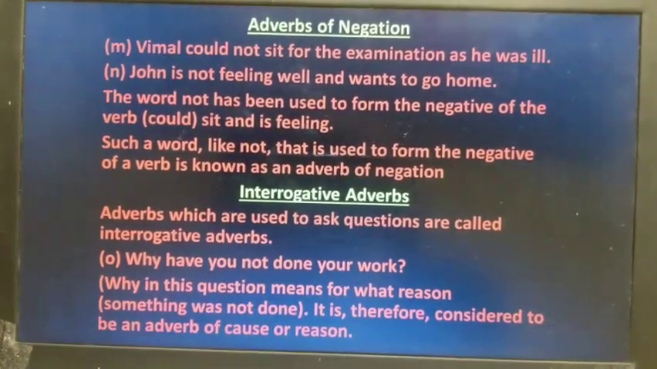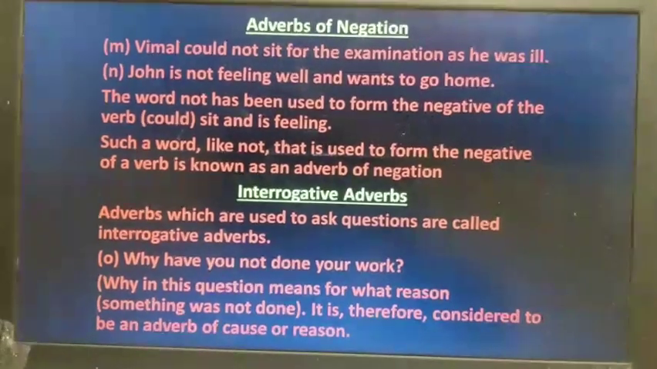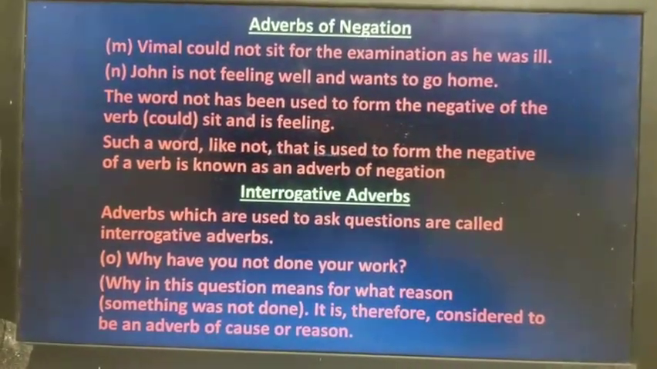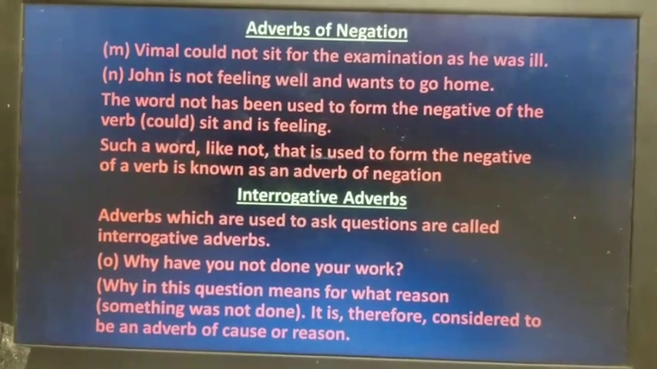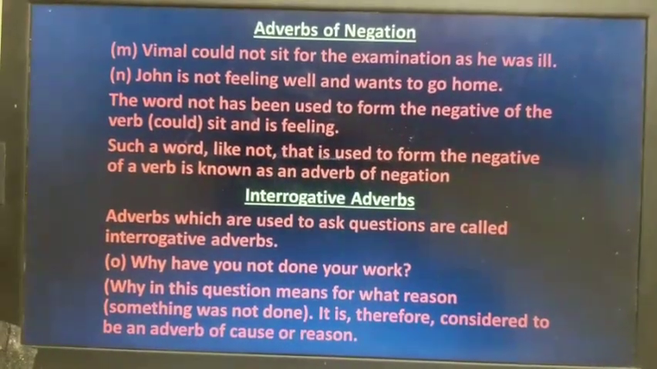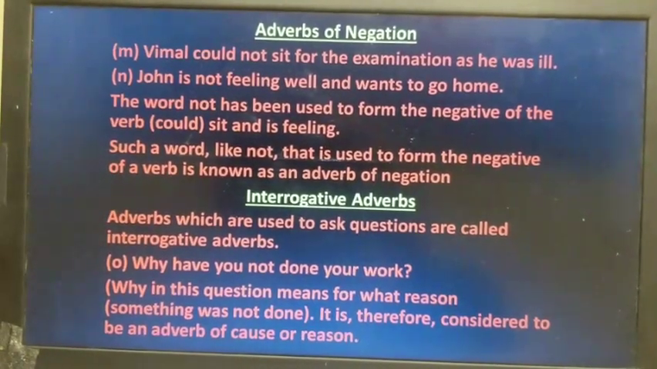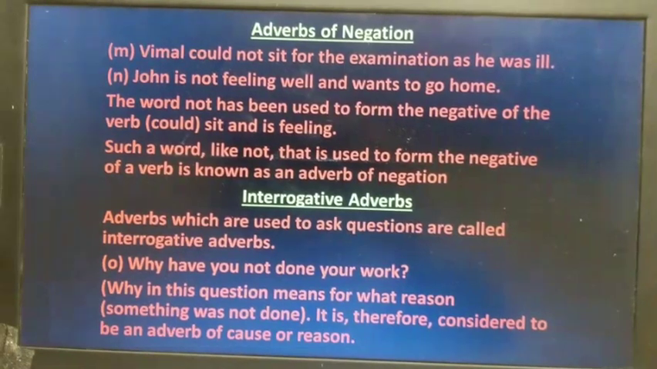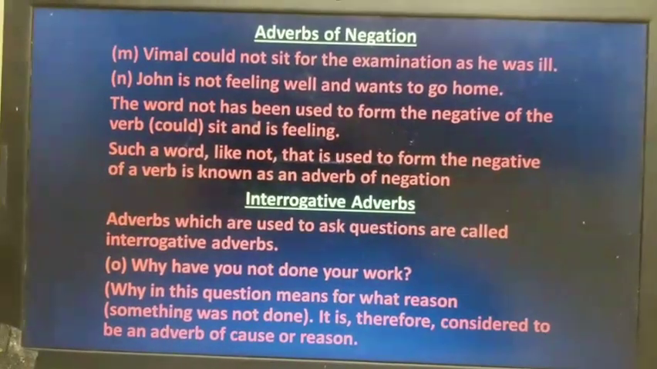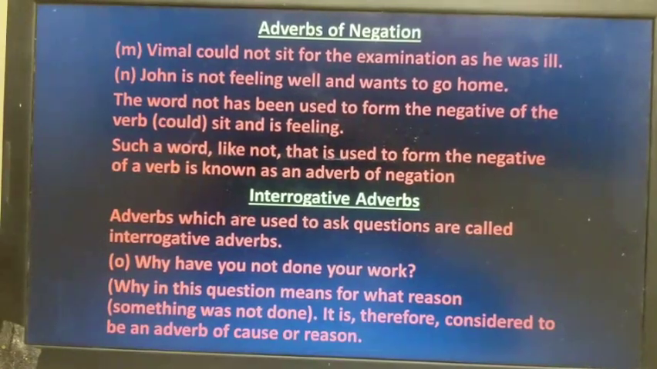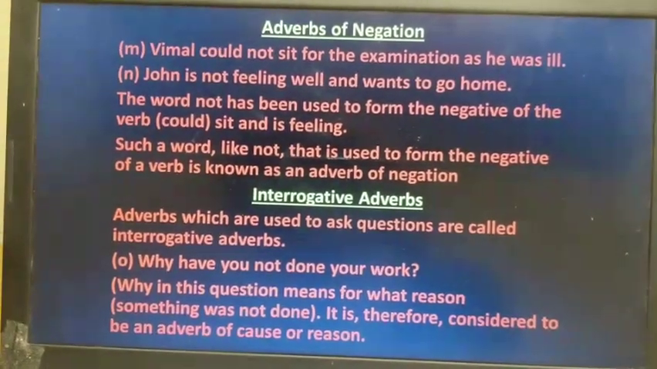John is not feeling well and wants to go home. So the word not is making the verb negative, so it is the adverb of negation. The word not has been used to form the negative form of the verbs could sit and is feeling. Such a word like not, that is used to form the negative of a verb, is known as an adverb of negation. So whenever a word is used to form the negative form of the verb, it is the adverb of negation.